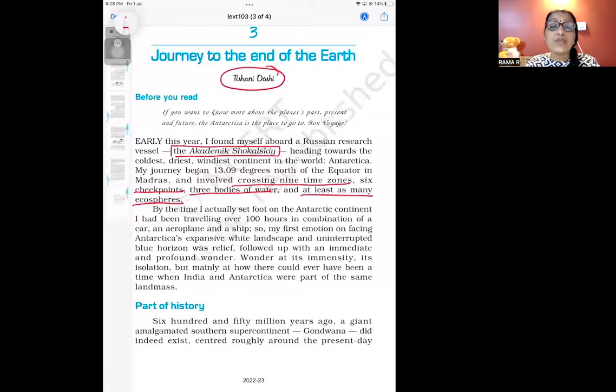By the time I actually set foot on the Antarctic continent, I had been traveling over 100 hours in combination of a car, aeroplane, ship. यहाँ से आपका जो है towards your plane, एयरपोर्ट से दूसरी जगह, फिर शिप से जाना. And so my first emotion on facing Antarctica's expansive white landscape and uninterrupted blue horizon was relief.